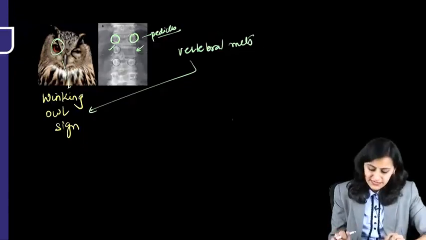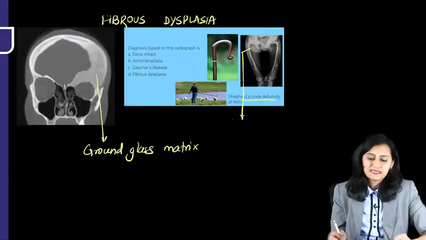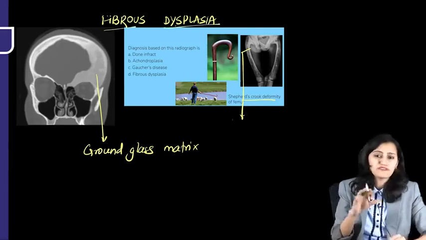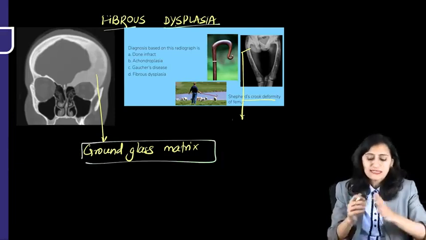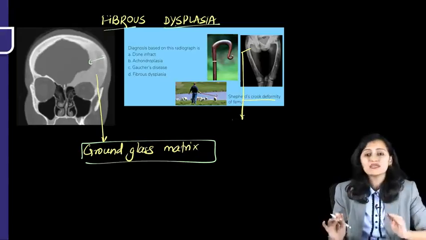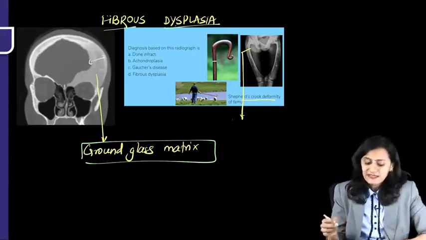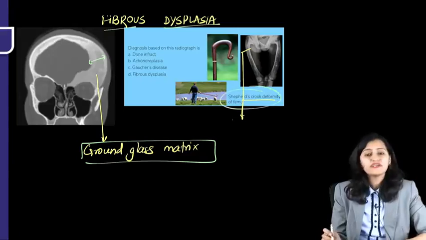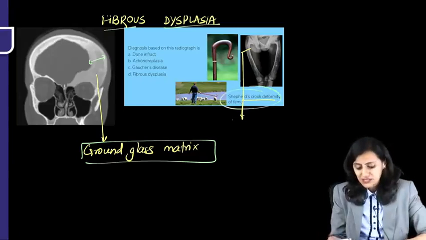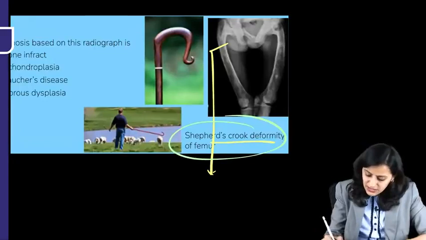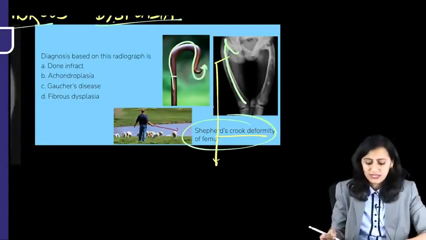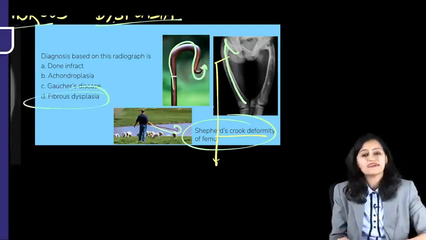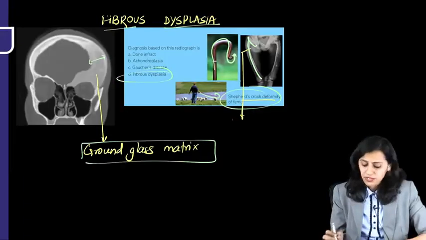Now, what is fibrous dysplasia? As the term says, dysplastic bone with fibrous material. So that has a ground glass matrix. So there is bony expansion with the ground glass matrix, and the femur shows this Shepherd's crook deformity. Recent NEET PG question. So what do you see here? The femur is bent like a shepherd's crook is bent. So fibrous dysplasia has this shepherd's crook deformity of the femur.